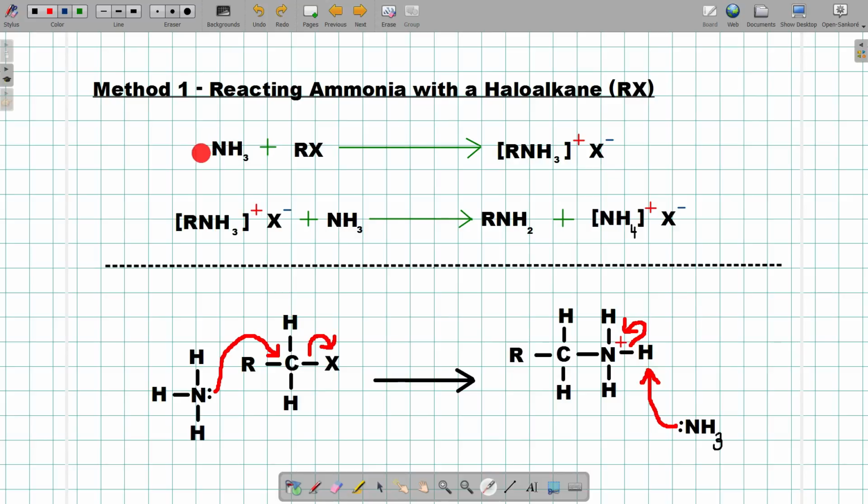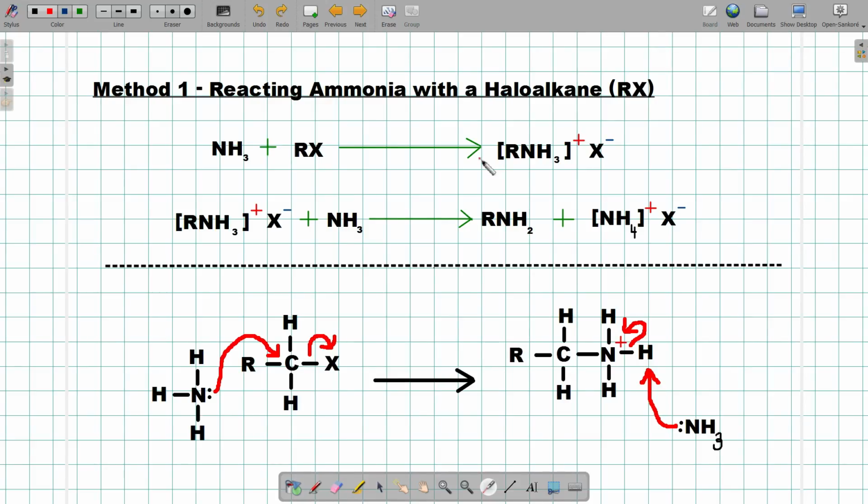If we have ammonia and it reacts with a haloalkane, so it could be anything, I need to hurry up with this video a bit, it's dragging on. So this haloalkane could be anything. It could be like chloropropane or whatever. You've been over nucleophilic substitution. I'm assuming you've been over nucleophilic substitution.